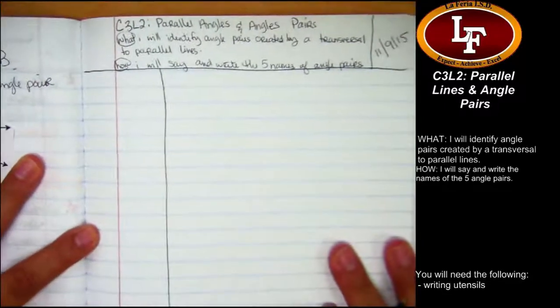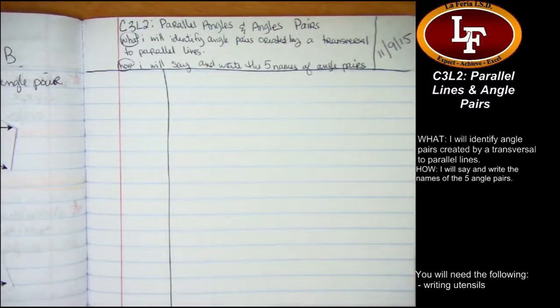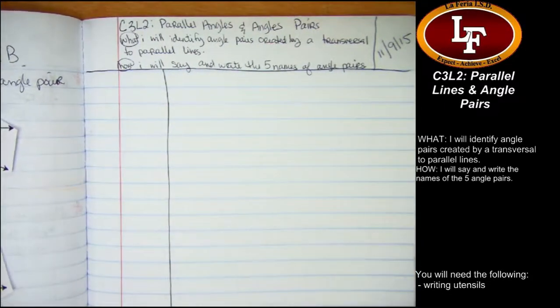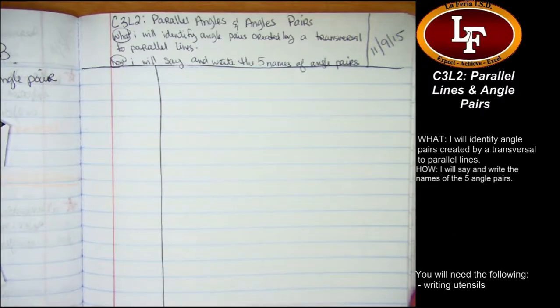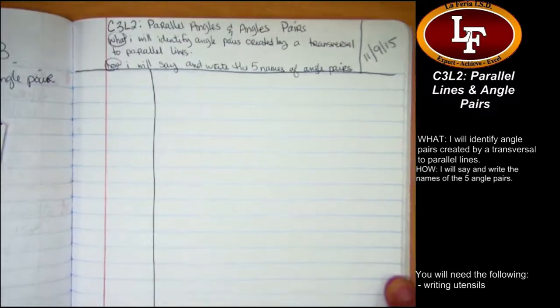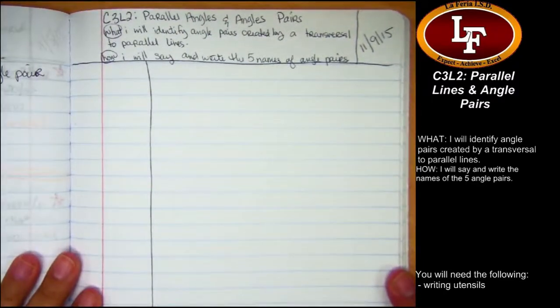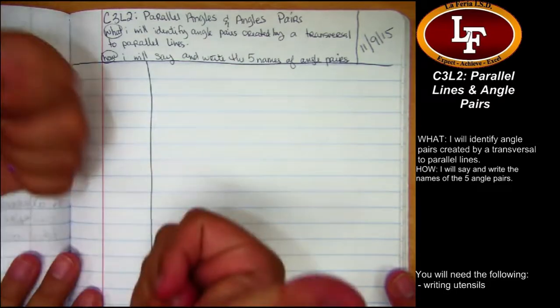Today, we're going to talk about what happens when the transversal intersects a parallel line. So we're going to talk about what we didn't care about? Right. Now we're going to care. We're going to be very specific about those 2 lines and how they're related to each other.